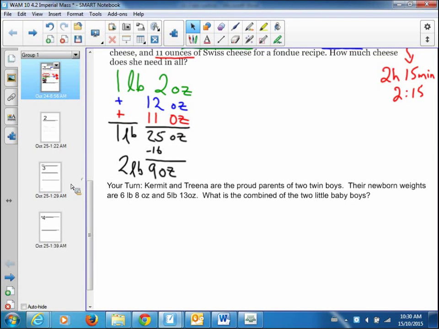Kermit and Trina are proud parents of 2 twin boys. Their newborn weights are 6 pounds, 8 ounces and 5 pounds, 13 ounces. You're going to add those up after the lesson and find out what the total weight of the 2 boys is, if you had them both in your arms, in pounds and ounces. And you'll have to regroup on that one, okay? It's the same kind of problem, just add it.